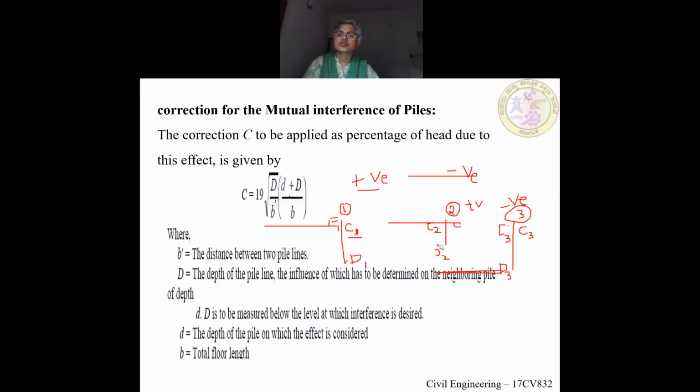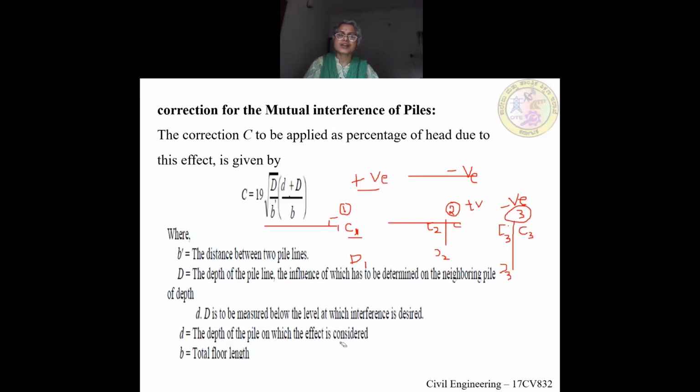So the distance between these two piles we will take as B dash, and the depth of the pile line, the influence of which is determined on the neighboring pile of depth small d. So this is the depth of the pile line, the influence of which is to be determined on the neighboring pile. If this is the neighboring pile of depth small d and this is capital D, then D is measured below the level at which the interference is desired. This is below, that is from the floor line, where the D is measured.